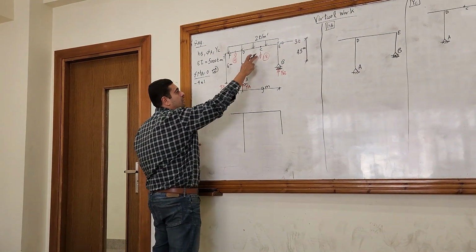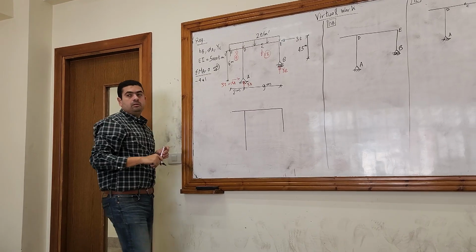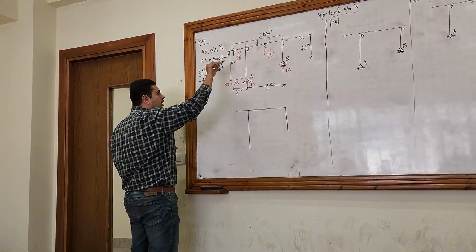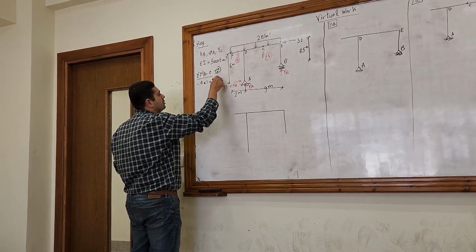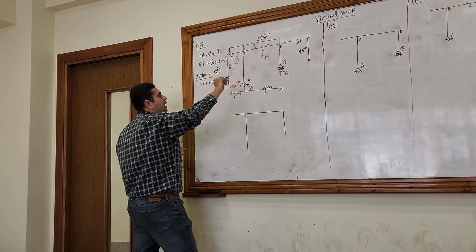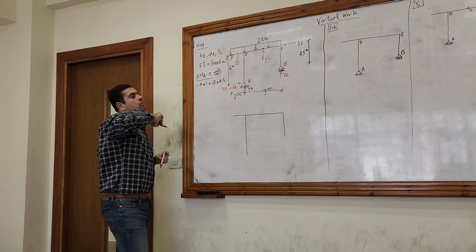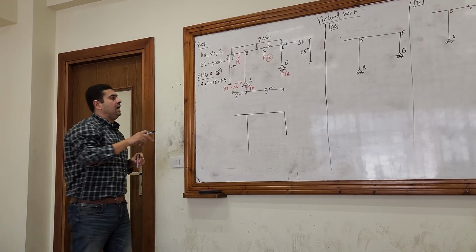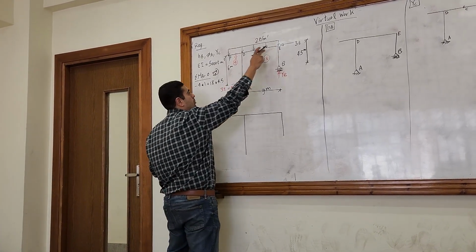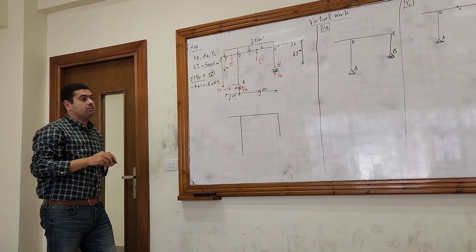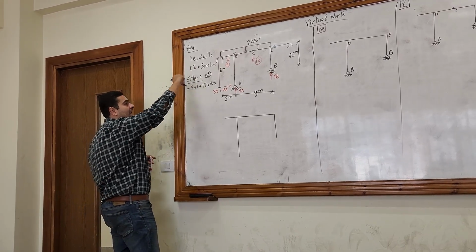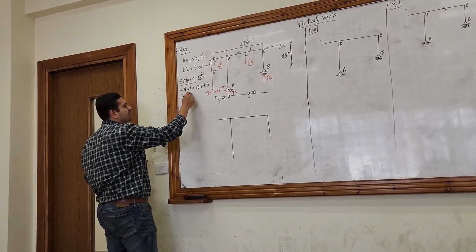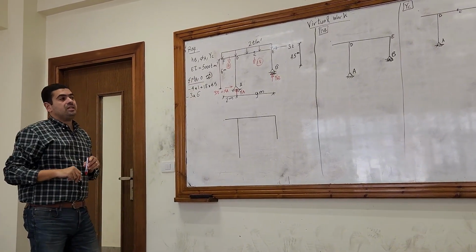And then 18 times, it's in the middle of the line, so 18 times 4.5. Clockwise, so plus. And then the 3, what is the perpendicular distance between the force 3 and the point A? The perpendicular distance will be 6 meters. So 3 times 6 anti-clockwise, so it's negative, sorry. Negative 3 times 6.